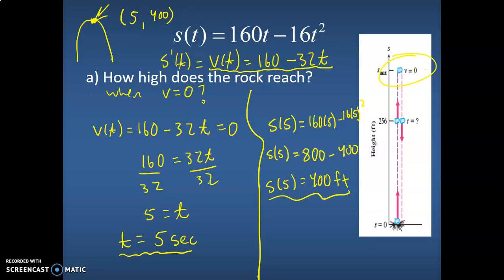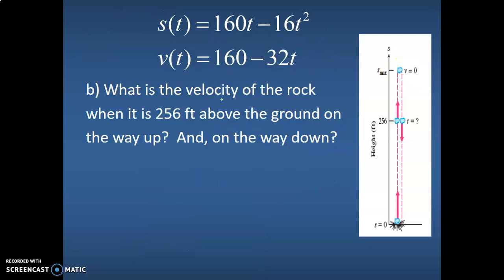So you'd have to find when the velocity was 0 and then take that time and plug it into the position equation. All right, let's stay with this same problem and look at other questions that could be asked. So what is the velocity of the rock when it is 256 feet above the ground on the way up and on the way down?